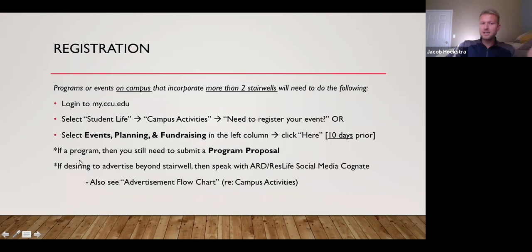So for that, again, you go into what's now my.ccu.edu. I think we're gonna be telling you more about the new portal that we'll be using soon. So student life, campus activities, they're gonna have links there for you to register your event. Select events, planning, fundraising, just fill out the information there. If it's a program, you still need to submit a program proposal. So you have to go through both processes: our process in Residence Life as well as campus activities.